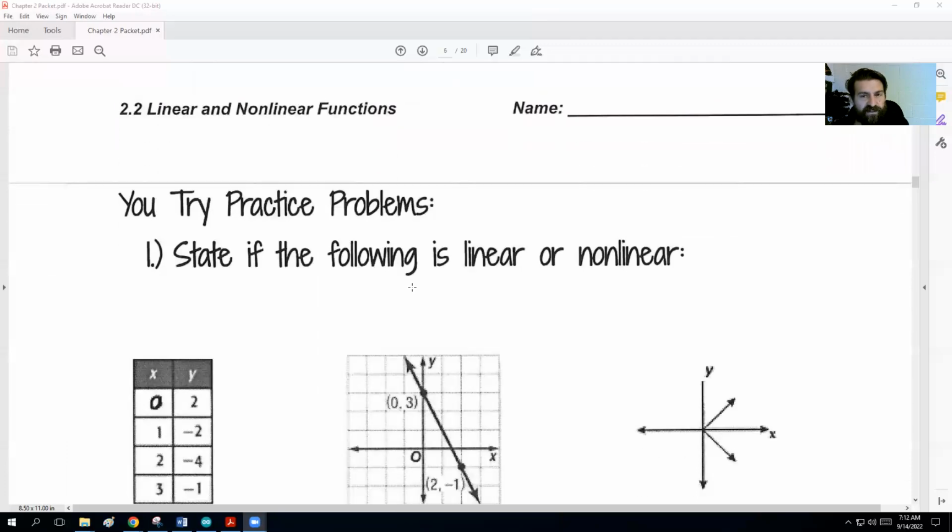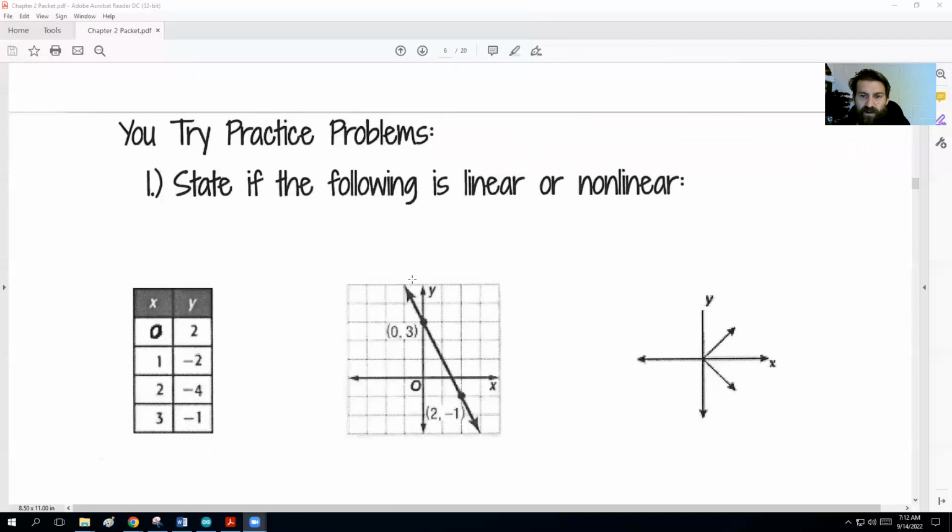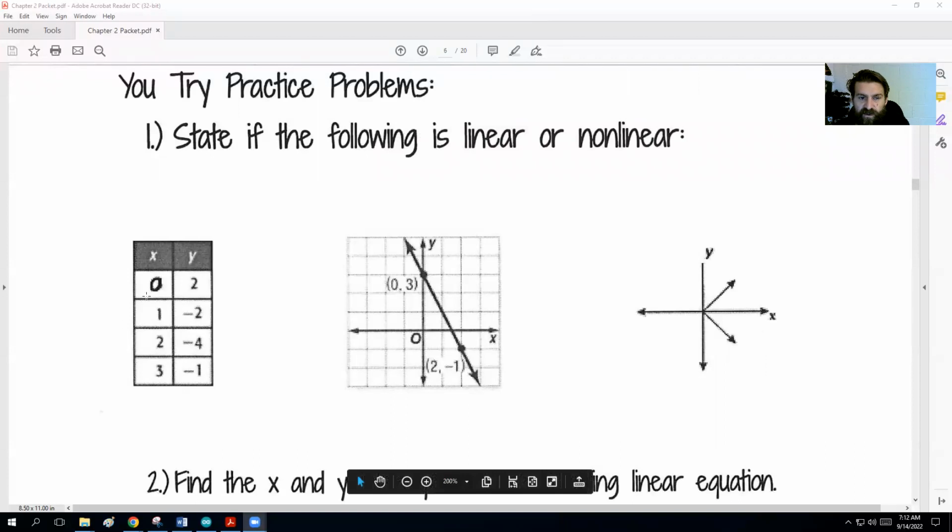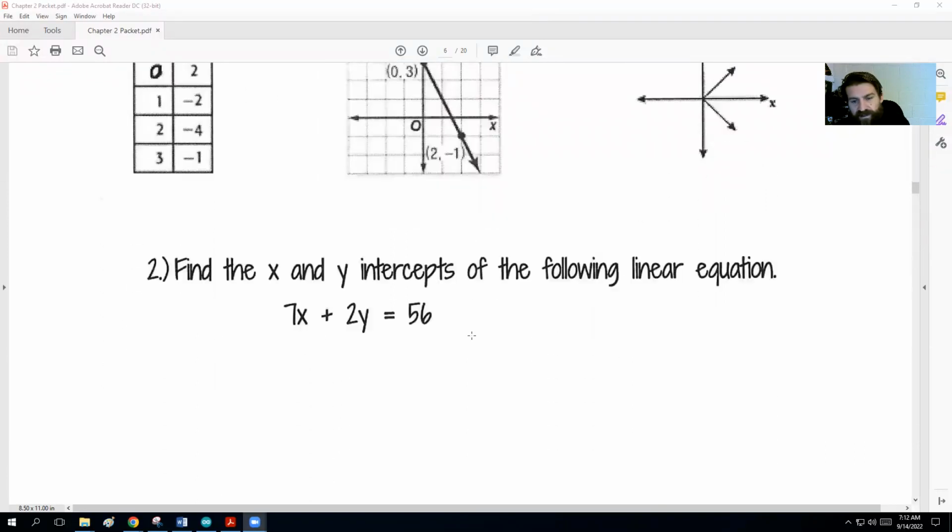Okay, so we got a couple practice problems here to wrap up the section. So go ahead. You're going to look at these here versus the table or the graph to determine whether these are linear or nonlinear. And then you have a practice problem on your CYU to determine the x and y intercepts.